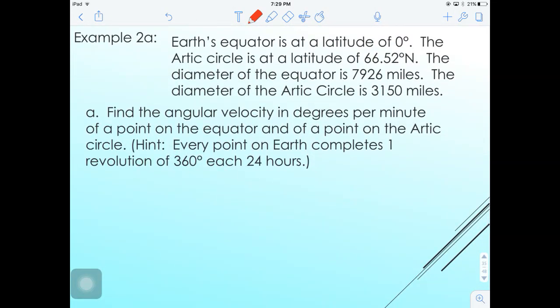Next, let's take it into space. Taking a look at the problem here, Earth's equator is at a latitude of 0. So again, sort of what we drew earlier, here's the equator at 0 degrees.